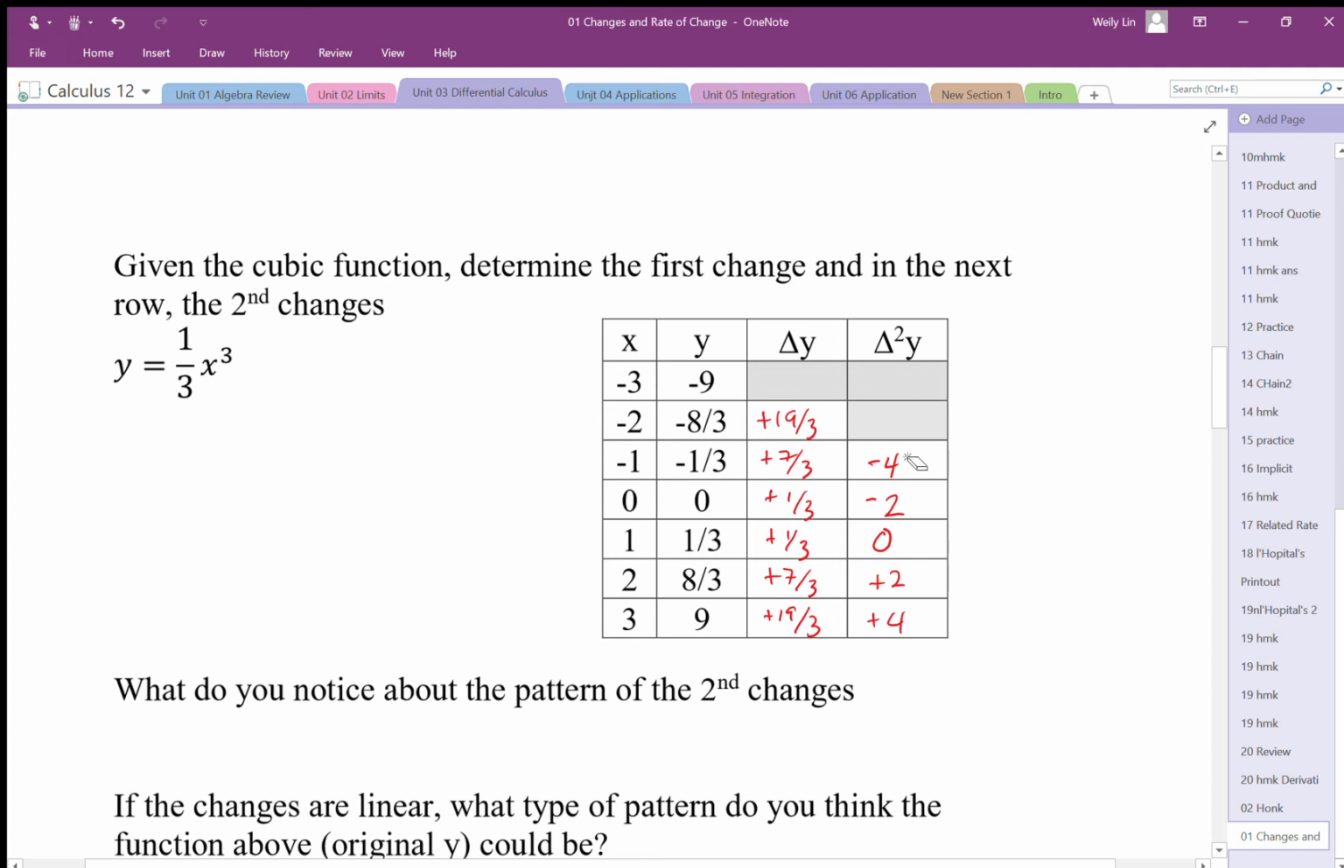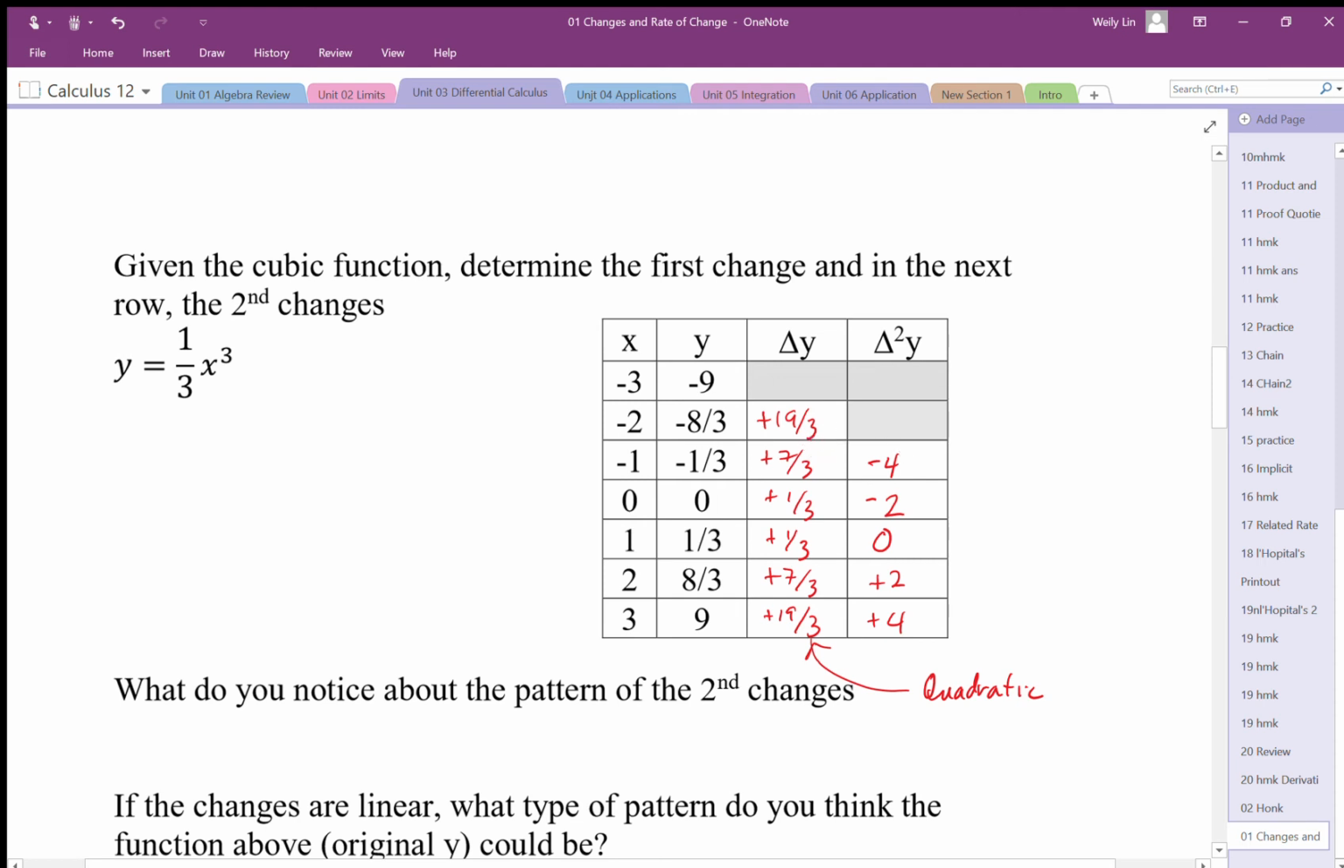Looking at the second change, you should recognize this as a linear change: plus 2, plus 2, plus 2. This is a linear change. So the second change being linear indicates that the first change is quadratic, which makes sense because this is symmetrical, just like a quadratic would be. And in fact, it is a quadratic function here. So the first change of a cubic function is quadratic, and the second changes are linear.